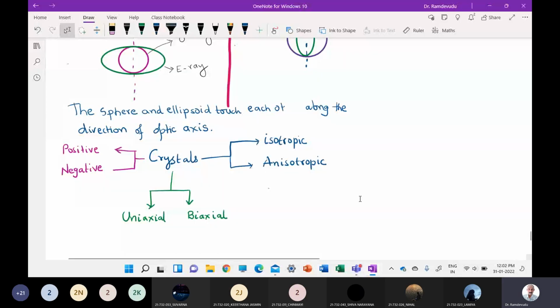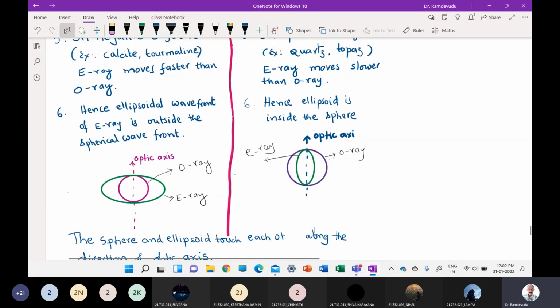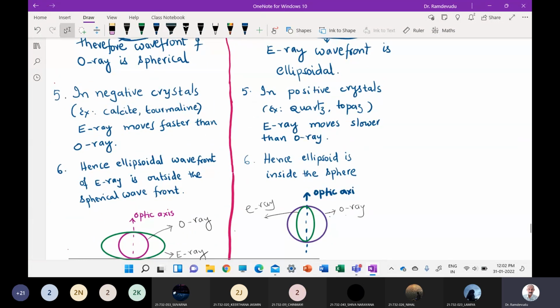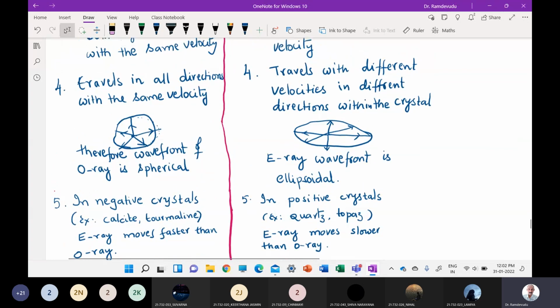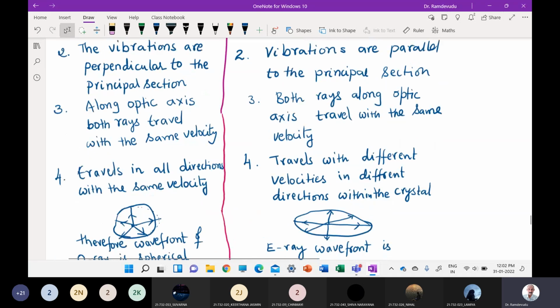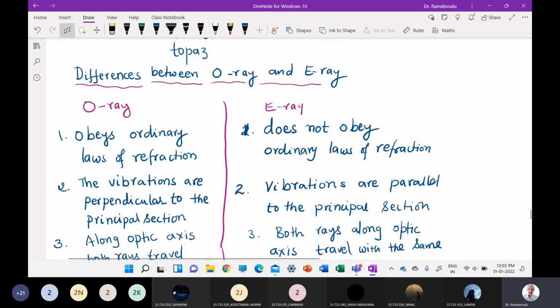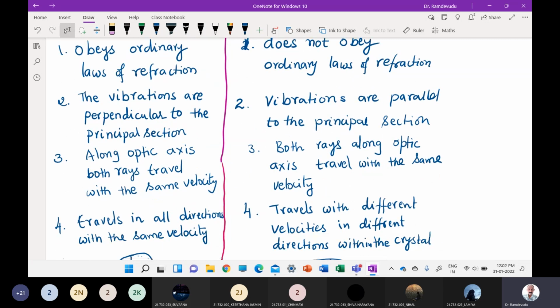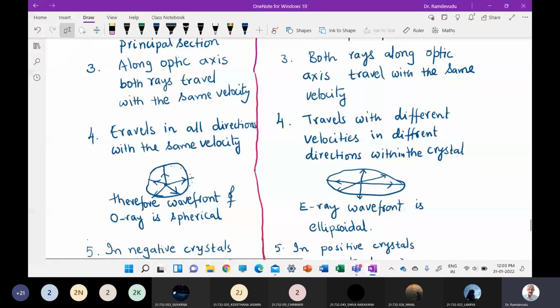So this is what we have learned in the last class. In the earlier class we have just looked at the differences between O-ray and E-ray, but this also gives you the properties of O-ray and E-ray, because sometimes a question may be asked on what are the properties of ordinary ray and extraordinary ray. So even though I'm writing them as the differences, these are also properties of ordinary ray and extraordinary ray.